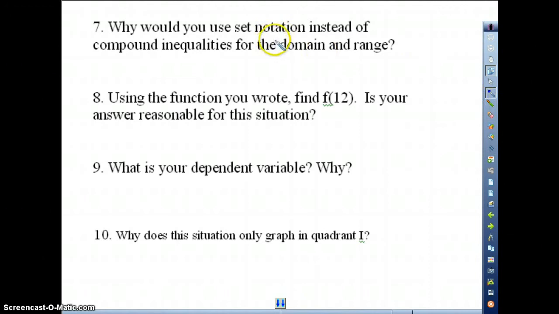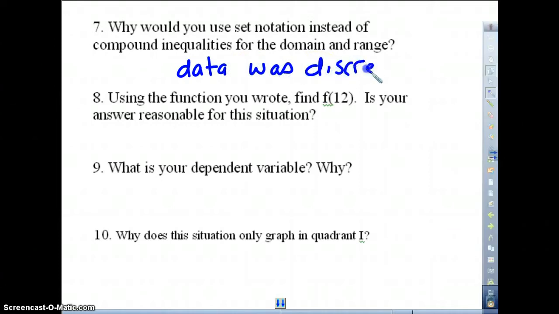The reason you would use set notation is because our data was discrete. Anytime your data is discrete, you're going to use set notation. Anytime your data is continuous, that's when you would use compound inequalities for your domain and range.